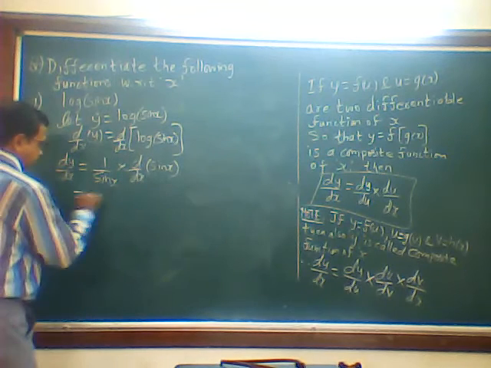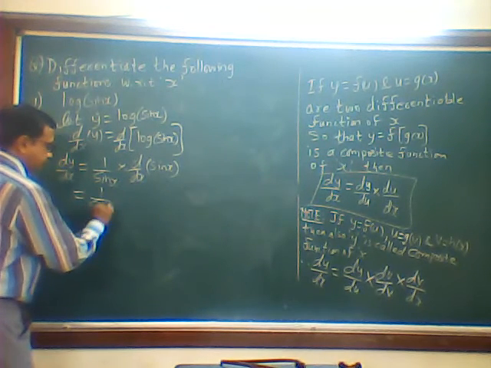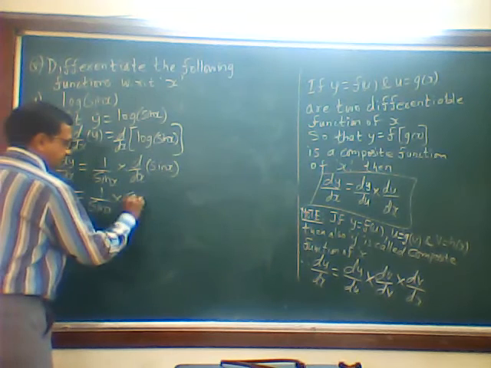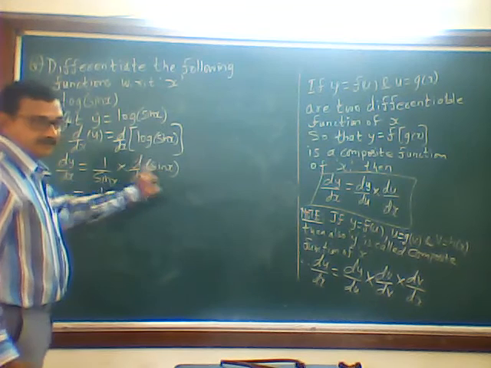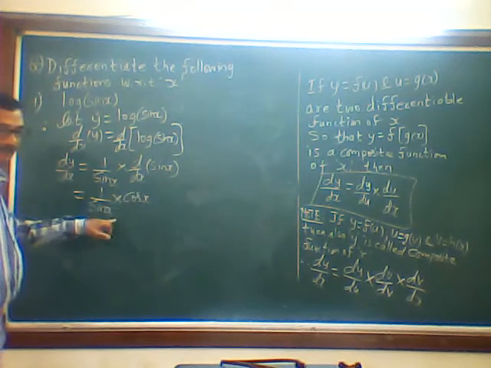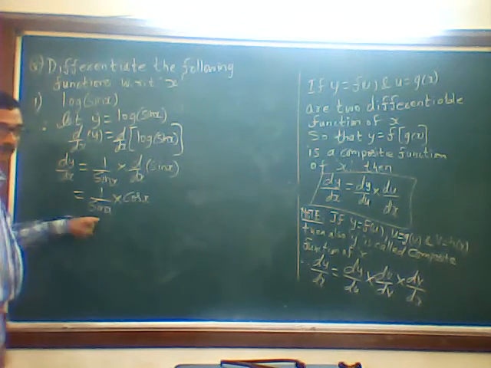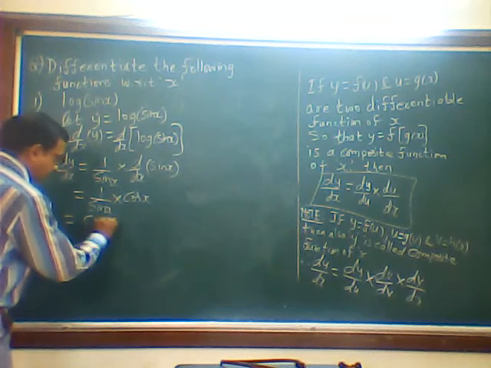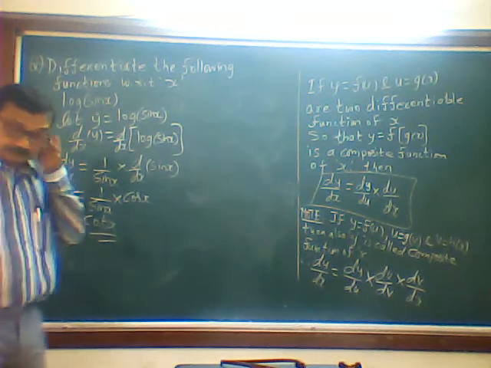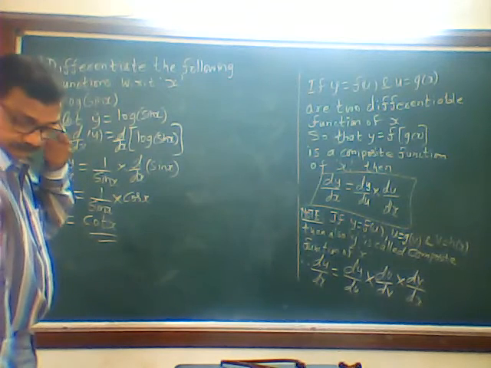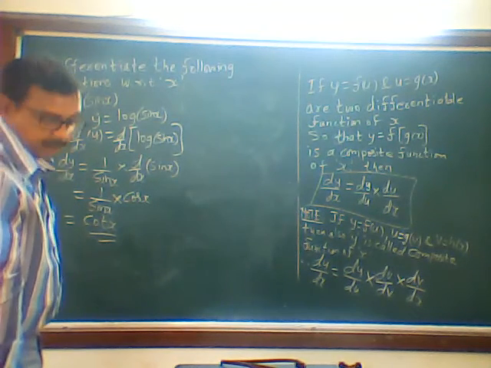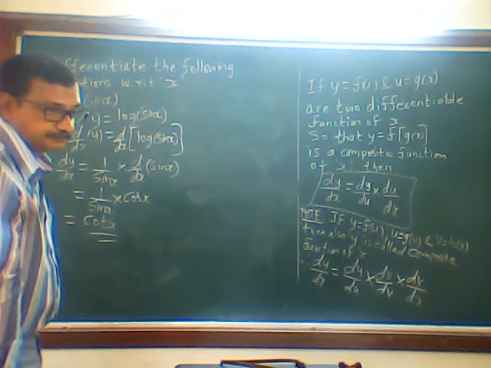Next, 1 upon sin x carry forward. d by dx of sin x is what? Cos x. Yes or no? d by dx of sin x is cos x. Now again trigonometry, cos upon sin is what? Cot. You can write cot x. Got it? That is all. That's why we call this a function of function.